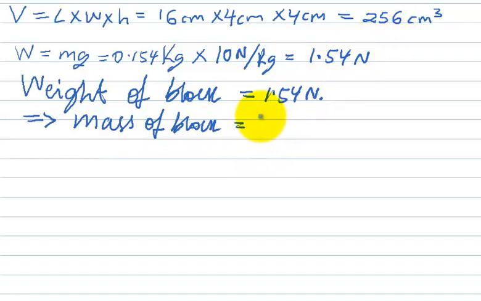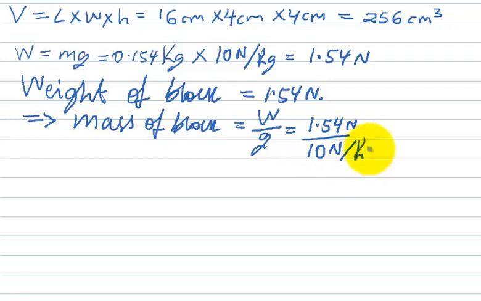So mass of the block will be equal to weight divided by the gravitational field strength, and we'll have 1.54 newtons divided by the value of the gravitational field strength, which is 10 Newton per kilogram. And this gives us 0.154 kilograms, which is equal to 154 grams.